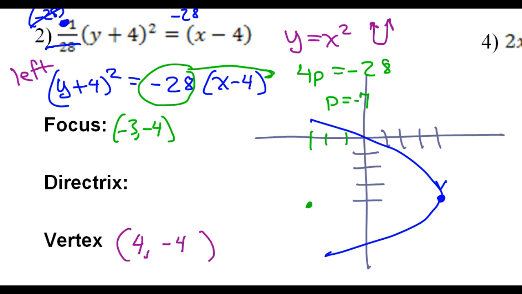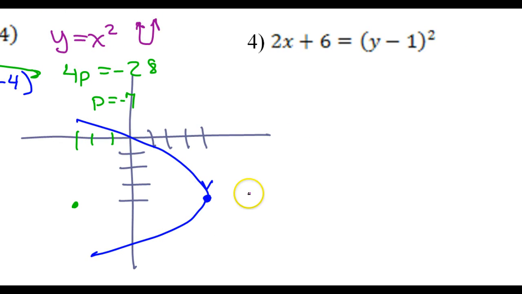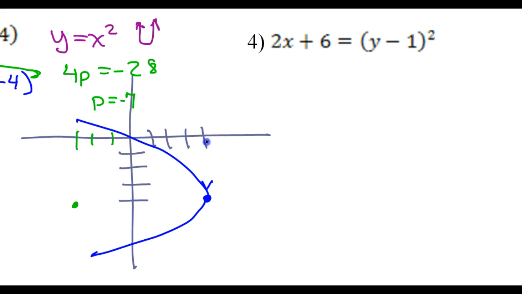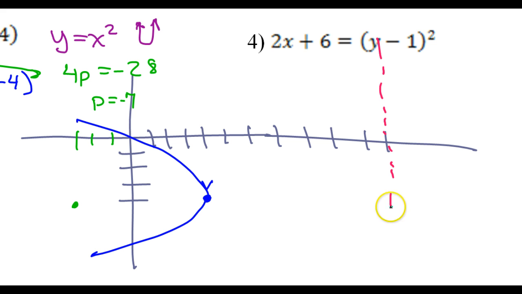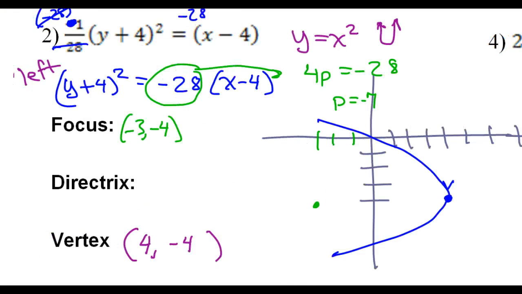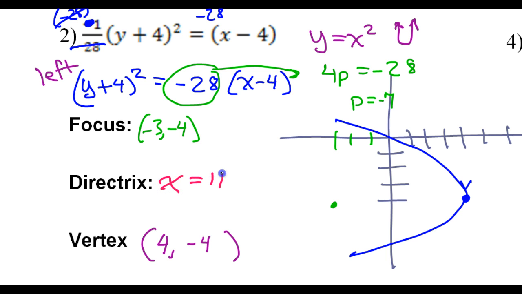Now my directrix is going to have to be 7 in the other direction. All right, it's going to be encroaching on the space here, but I'm already here at 4, so I'm going to go 7. So 1, 2, 3, 4, 5, 6, 7, because of the p-value. So here's my directrix over here. Okay, and if this is 4, then this is 5, 6, 7, 8, 9, 10, 11. All right? So a vertical line is x equals, so this is going to be x equals 11.